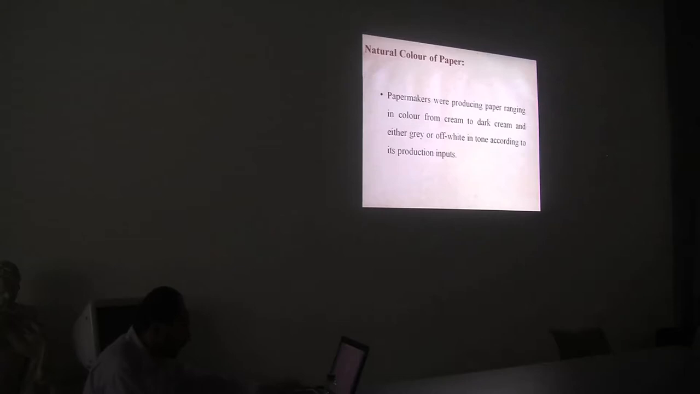In the Islamic medieval era, the natural color of paper generally ranged from cream to dark cream, and either gray or off-white in tone according to its production inputs. So I mean, according to the inputs, you get the final color. If you use dark inputs, you will have a dark paper, and so on.